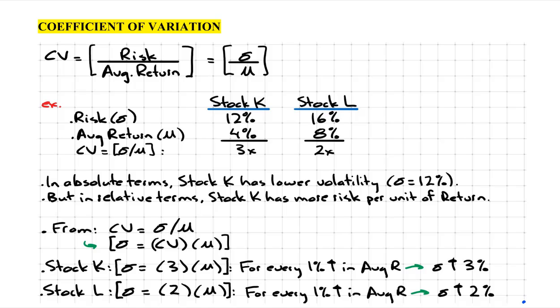Coefficient of variation. Coefficient of variation looks at the risk of the investment relative to its return. Now, for the measure of risk, we use its standard deviation. Let's have a look at an illustration.